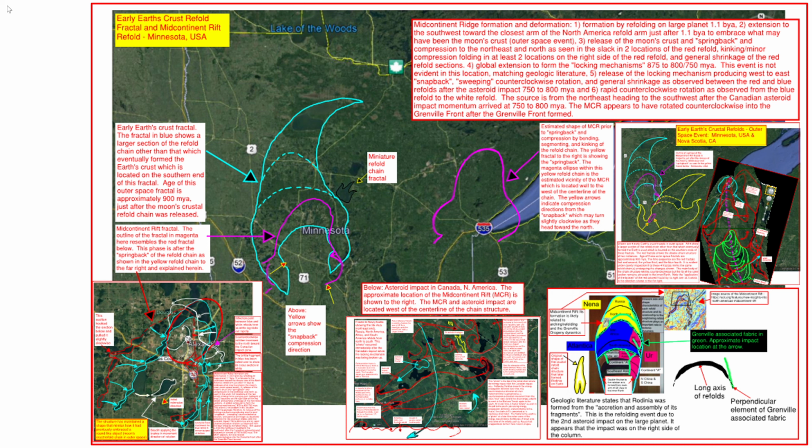Okay, this is kind of a supplemental slide to the previous one. Just want to talk about a few things. First thing is the miniature refold fractal right here. This was on one of the inserts of a couple of versions of the same thing, which is showing Rodinia had just released the moon and snapping back, and it's about to go on its journey to the inner Earth in space. So this fractal in blue that I'm checking, that's the representation of Rodinia on its way.